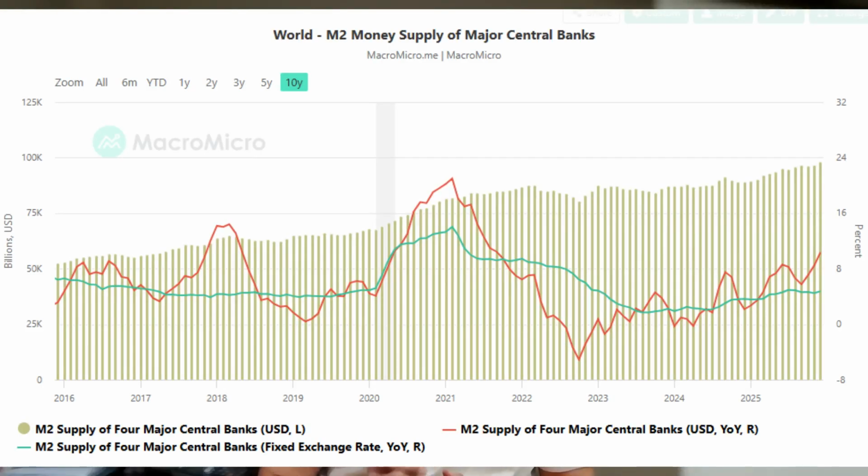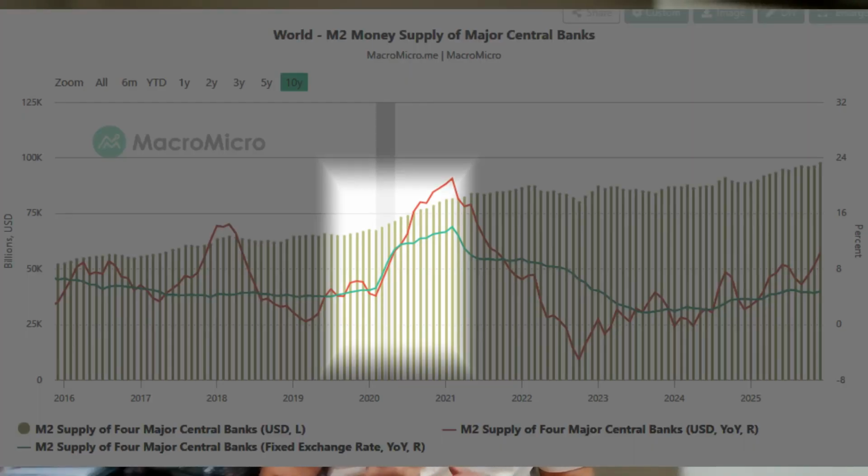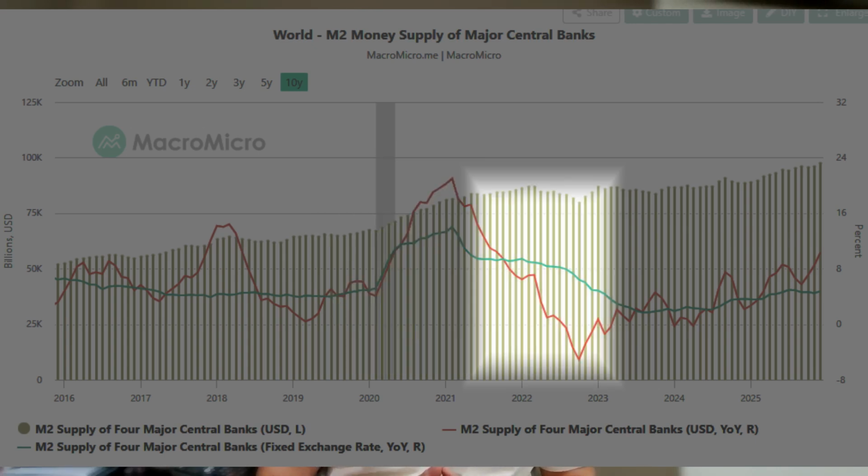This is why investors zoom out to global M2. When global M2 is rising, risk assets tend to do well. And when it's flat or falling, markets tend to struggle. Liquidity works slowly but powerfully.